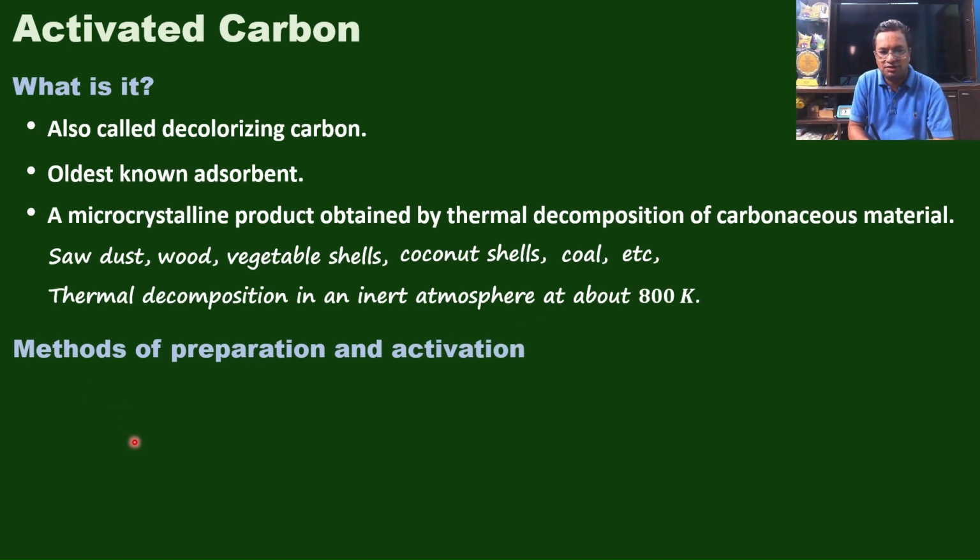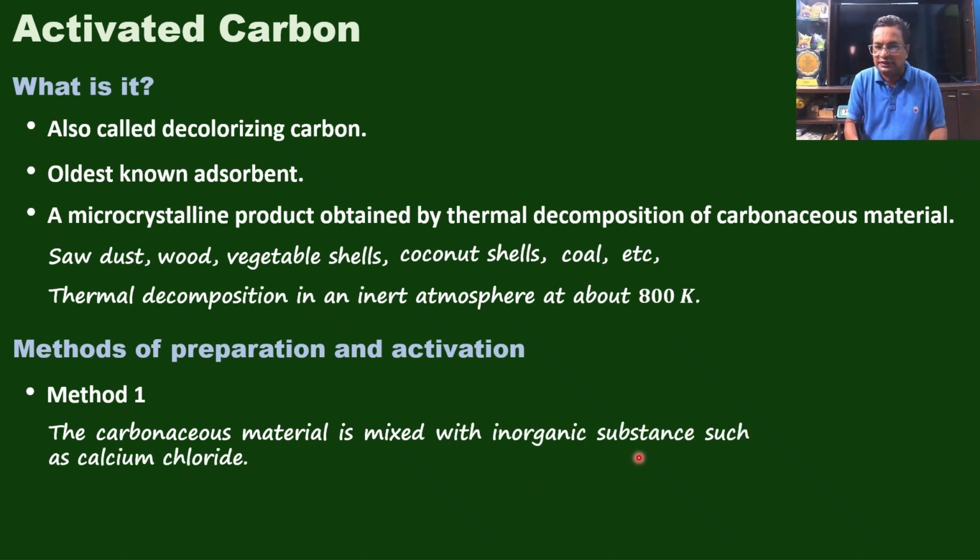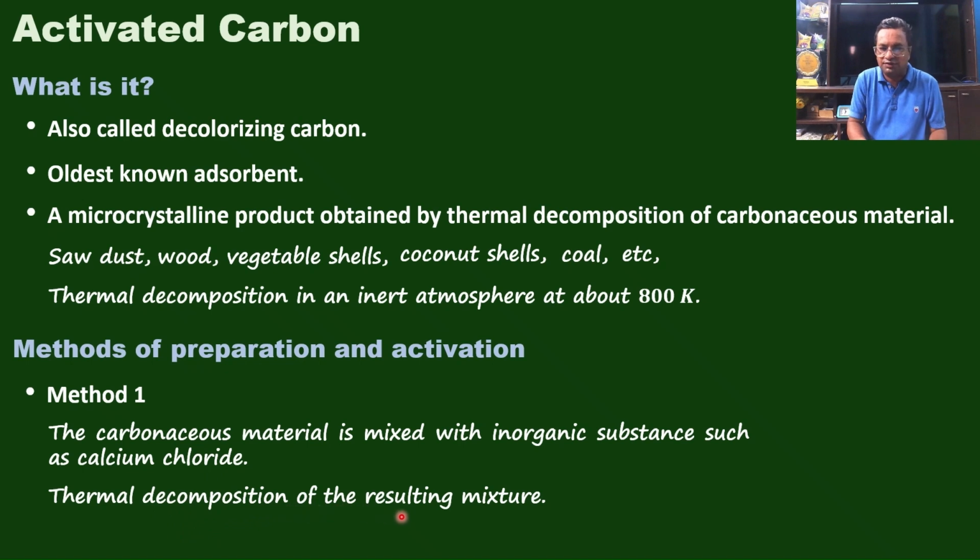There are different methods of preparation and activation of the adsorbent. So let us know about these methods of preparation and activation. In the first method, the carbonaceous material is mixed with inorganic substances, for example calcium chloride, and then the thermal decomposition of the resulting mixture will give us activated carbon. This is method number 1.